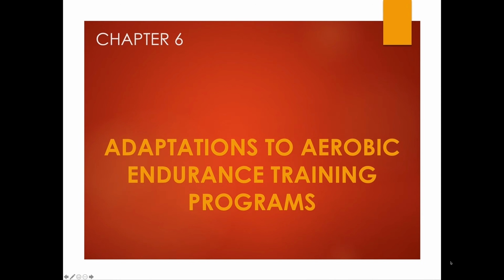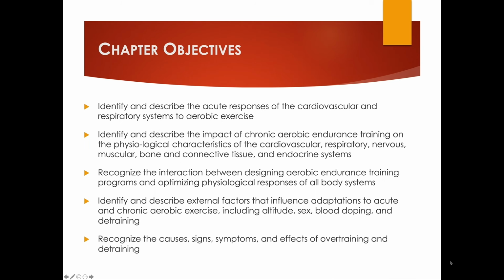Chapter 6, Adaptations to Aerobic Endurance Training Programs. The objectives: 1, to identify and describe the acute response of the cardiovascular and respiratory systems to aerobic exercise. Because remember, when you're dealing with endurance training, the main system being taxed is going to be the cardiovascular. Just like anaerobic training involves a lot of skeletal muscle stress, this is going to be the cardiovascular system being the primary one taxed.